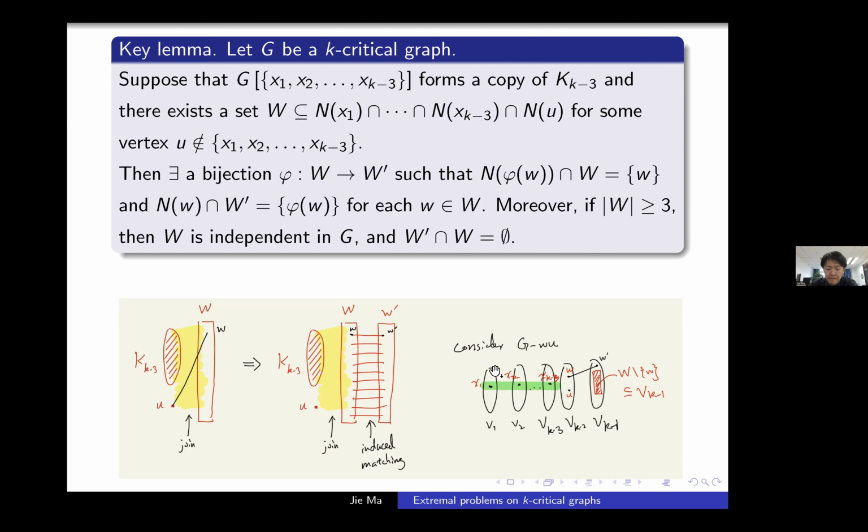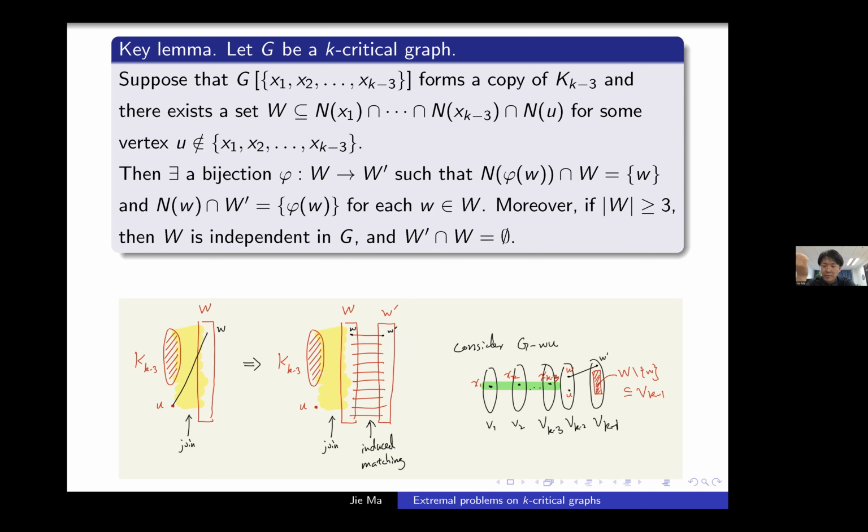This matching technically is not induced because we don't know the adjacencies inside of this W prime. What we know is that this bipartite graph is induced, and inside of W this is independent, but inside of this W prime, maybe there are some local things. Okay. So that's the proof of the key lemma.